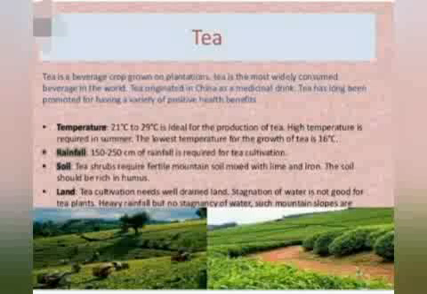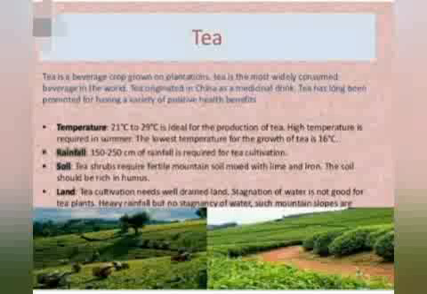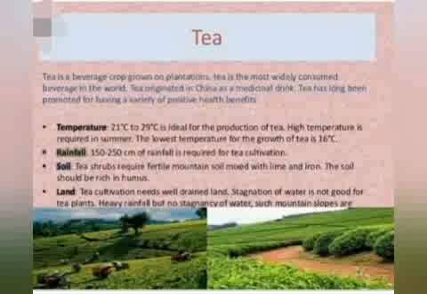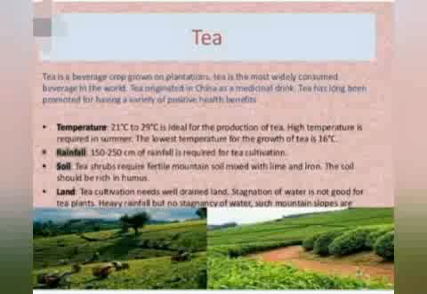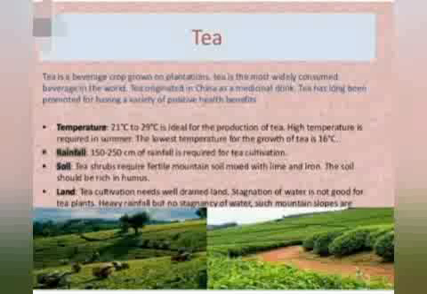Terrain. Water should not stagnate near the roots of the plant. Therefore, the gardens are located on hill slopes. Soils. Requires fertile soils with high humus content. Acidic soil with low calcium and higher iron content are better suited. Labor. Tea is a labor-intensive crop because picking and processing needs human labor.